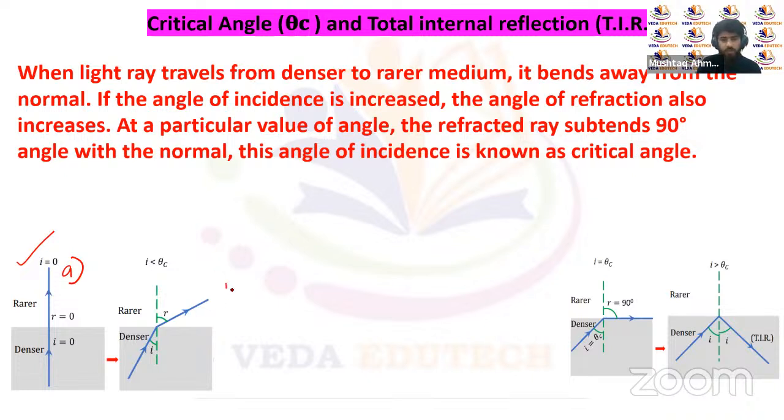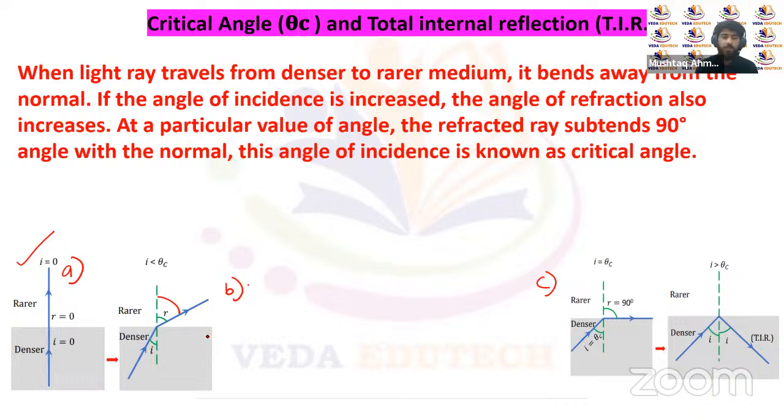Now let's suppose in the case second, we are sending this ray of light from the denser medium to the rarer medium at some angle of incidence i. Now this ray of light will bend away from the normal. You can see this ray of light will bend away from the normal, or the angle of refraction will be greater as compared to the angle of incidence. Now the case third is, if we increase this angle of incidence, the angle of refraction will always be greater than the angle of incidence.